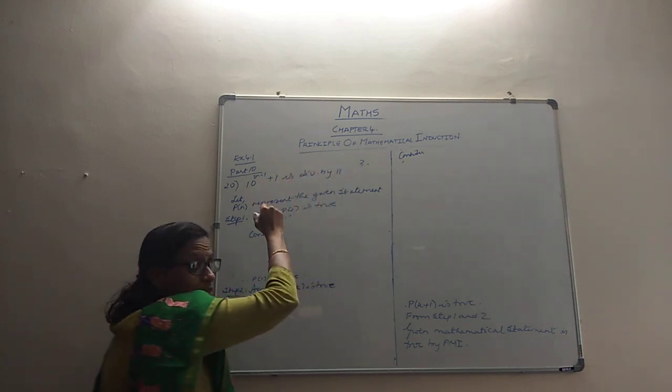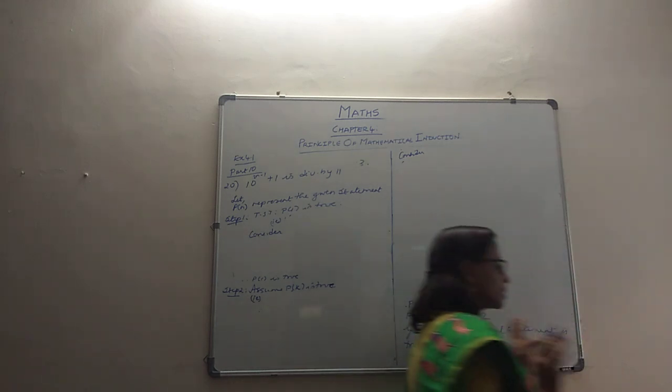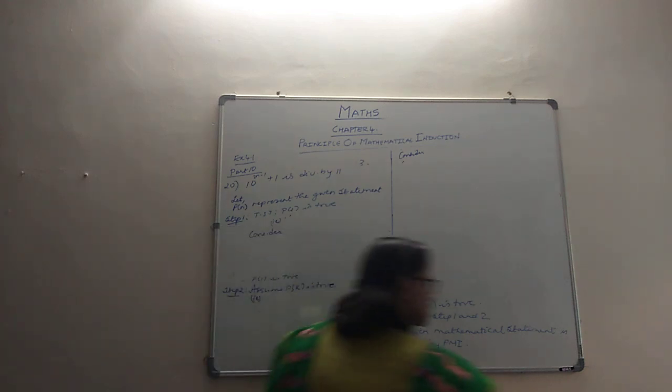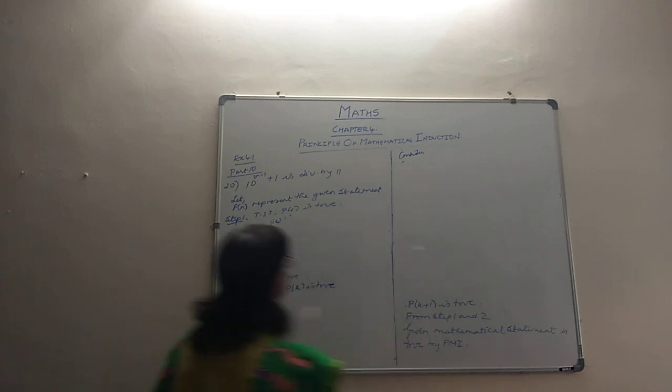Once again, I'll check. 10 raised to 2n minus 1 plus 1. Yes, it is divisible by 11. That's our question. So let's see now how that's going to work. Let P(n) represent the given mathematical statement.